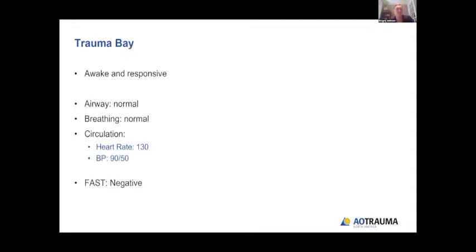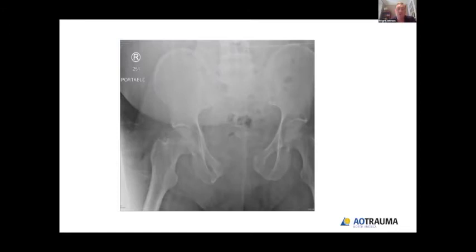He presents to the trauma bay. He's awake and responsive. He's fine from an airway and breathing perspective. His circulation is abnormal. He's got a high heart rate and a blood pressure that's lower than expected. His FAST is negative, and this is his initial pelvic x-ray. So just take a second and look at that and think about what might be the problem and how you would deal with this.